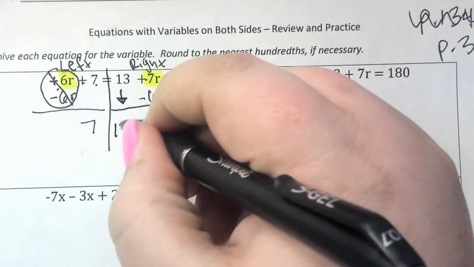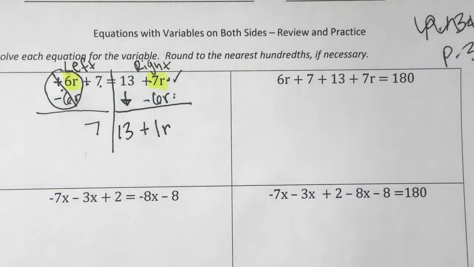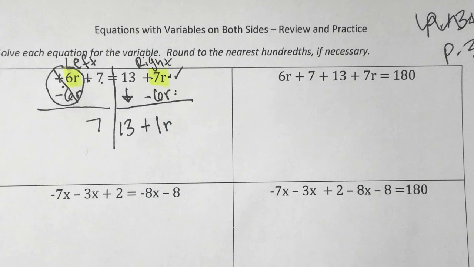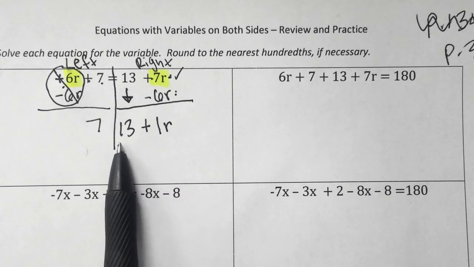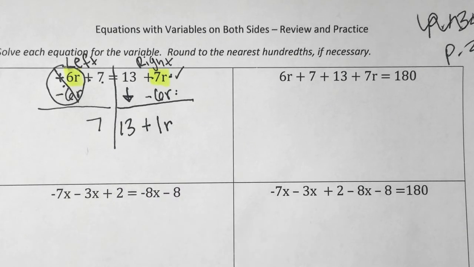What do we still have on the right side? 13. Can I combine 13 and 1r? 14r. But you can't do it because one has a variable and one doesn't. I actually can't do it. Thank you, because one has a variable and the 13 does not have the variable r.